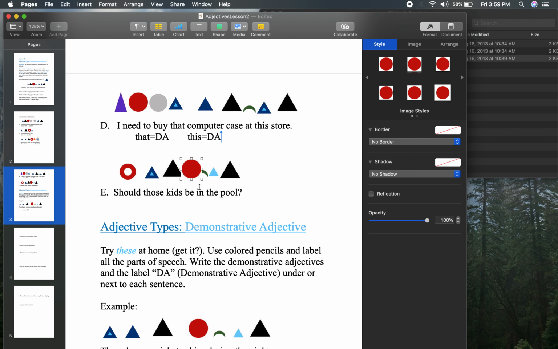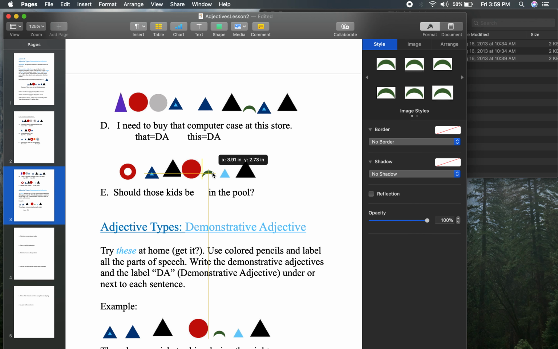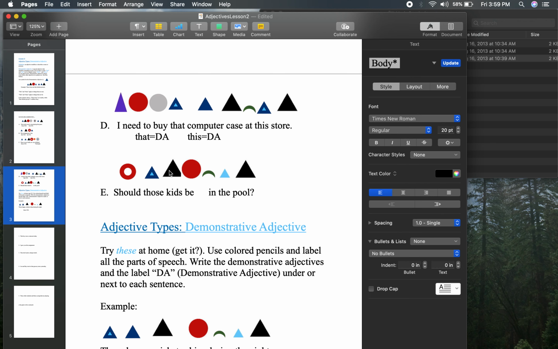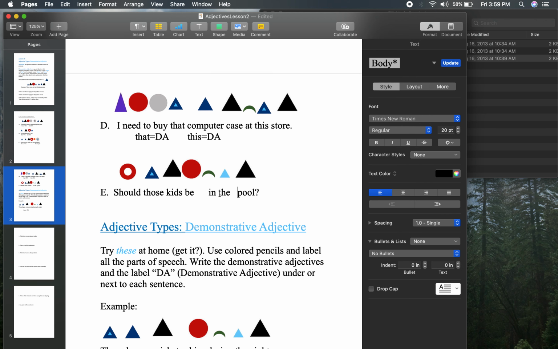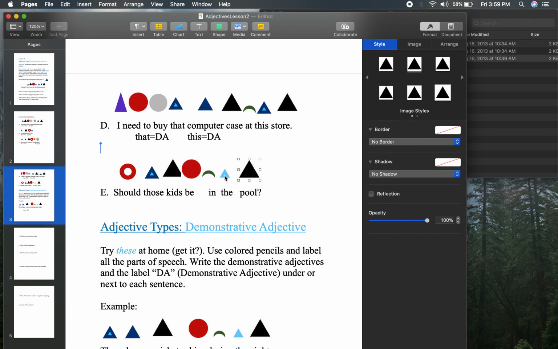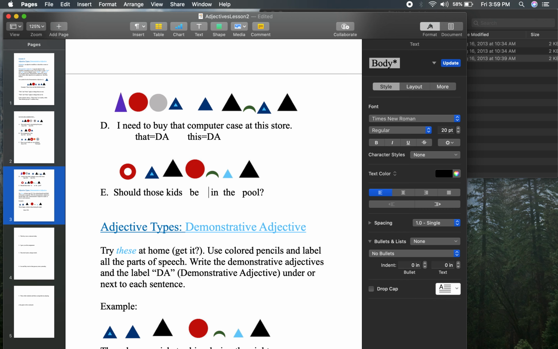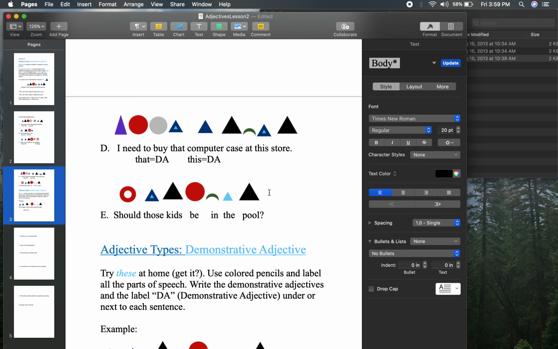Be. And because I'm a little out of space here, move those over just a little bit. Go even further. It's not always perfect. All right, should those kids be in the pool? Question mark. Right? Should they? We don't know.